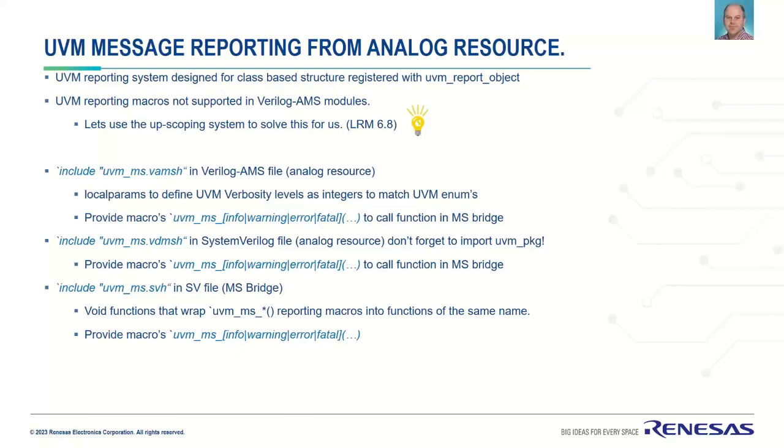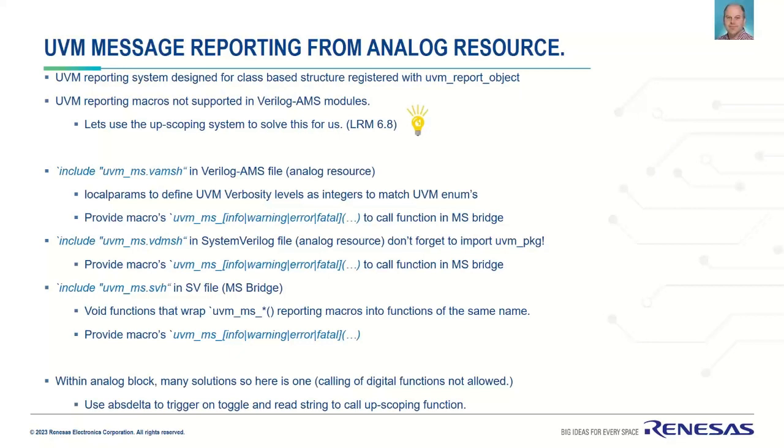We've got exactly the same for the DMS one, but you must include the UVM package because I'm using the proper UVM verbosity enums in that one. And then in the main bridge, we've got another include, which also has the macros, so you could call the same ones there, but it's also got the definitions of the functions to then go and call the UVM reporting object.